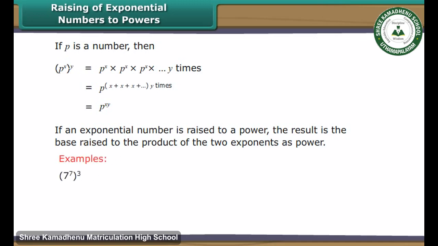(7^7)^3 is equal to 7^7 into 7^7 into 7^7, which is 7^21, which equals 7^(7 into 3).